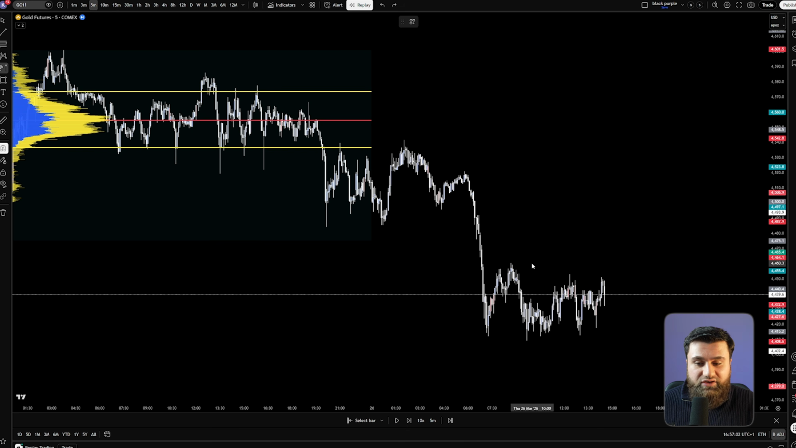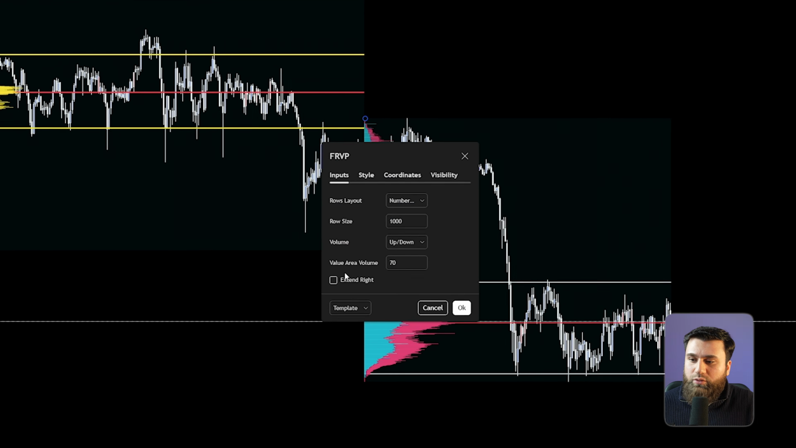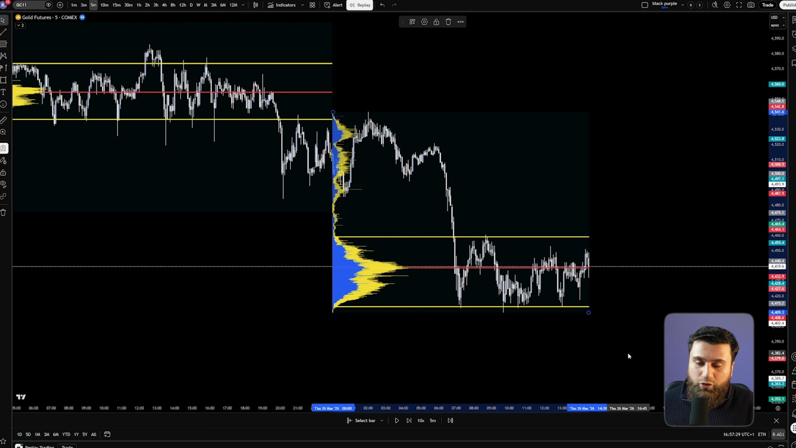So to do that, today is first day. So we go all the way to market open, which is right here, 6 p.m. EST, and then take it all the way to the right. But in this case, we will click on extend right. So now we have the volume profile of today.